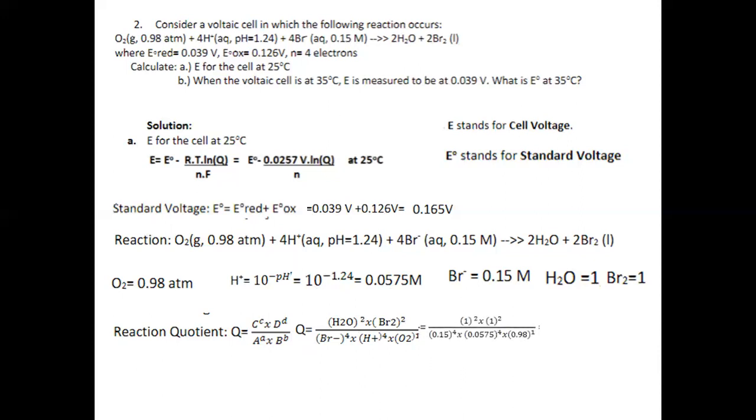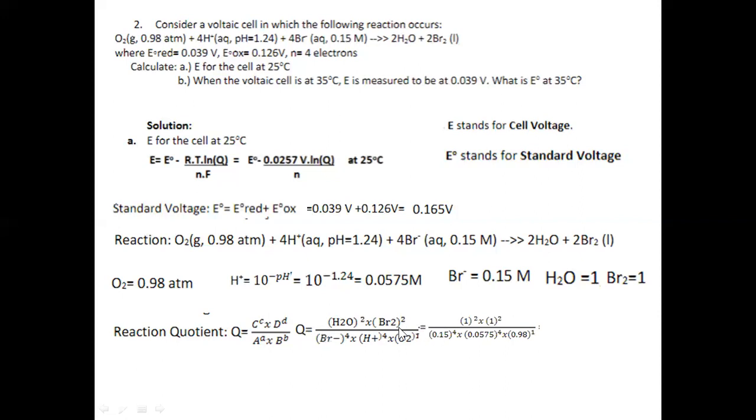Now, if we're going to substitute the following values, again, the concentrations for water and bromine gas or liquid or diatomic bromine is also equal to 1 because we are not given any concentrations for those. Okay? So 1 squared times 1 squared all over the following. The concentration of bromine ion, 0.15, which is raised to 4, multiplied with the concentration of hydrogen ion, 0.0575 raised to 4, times the pressure of oxygen gas, which is raised to 1.